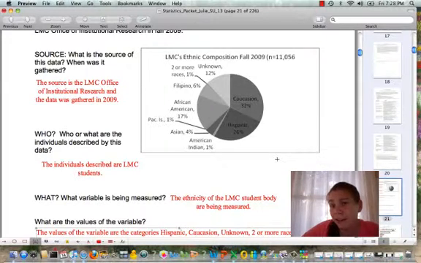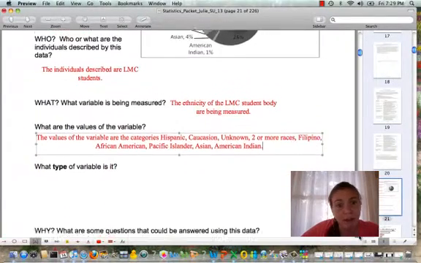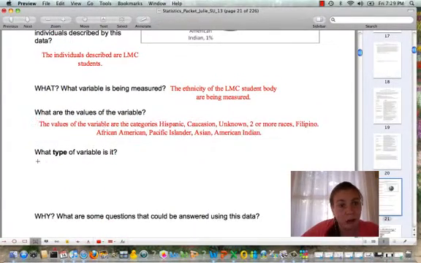Another good hint that this is categorical data is from our vocabulary. We know that categorical data falls under bar charts or pie charts, and quantitative data would be arranged as a histogram or a stem and leaf plot. So the type of variable is a categorical variable.